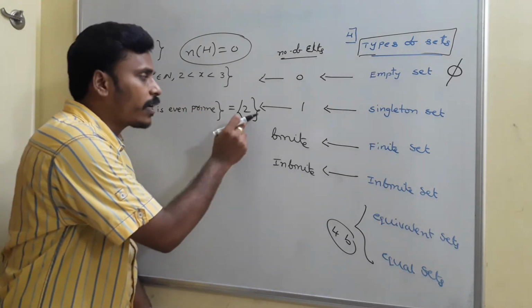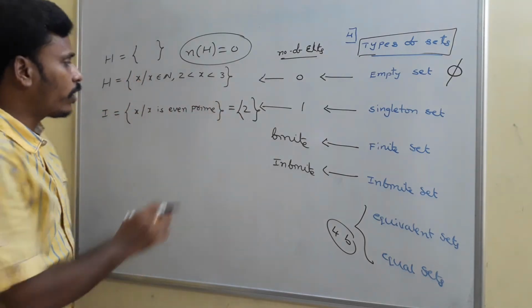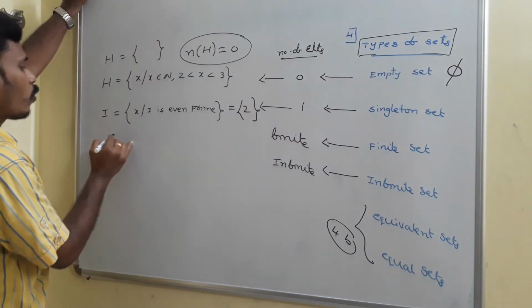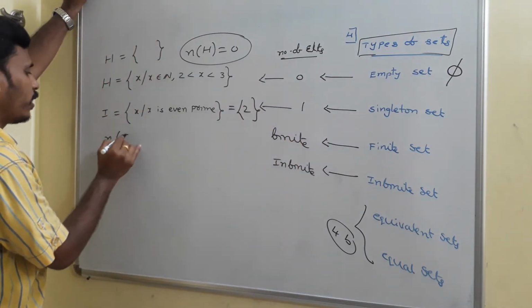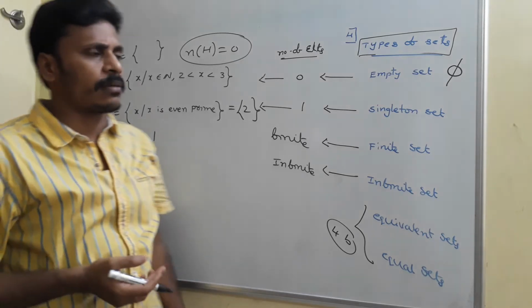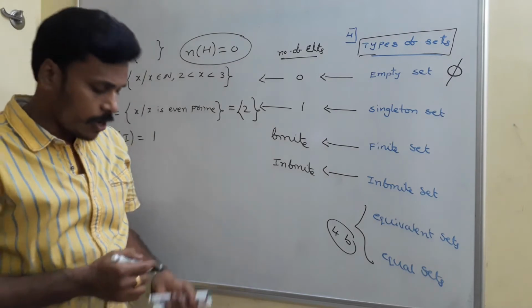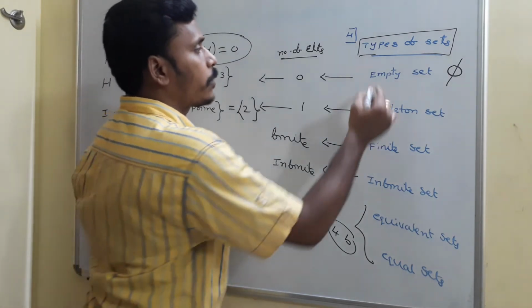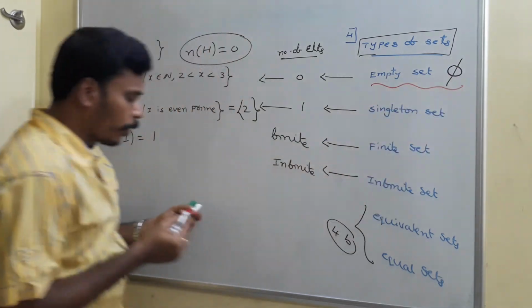If you observe it, it contains only one element, and that's why we call it a singleton set, and the number of elements is 1. And if you write the cardinality, n of I is equal to 1. There is no other separate symbol to represent the singleton set. We have a separate symbol just for the empty set, as phi. That's it. Then coming to the finite set.